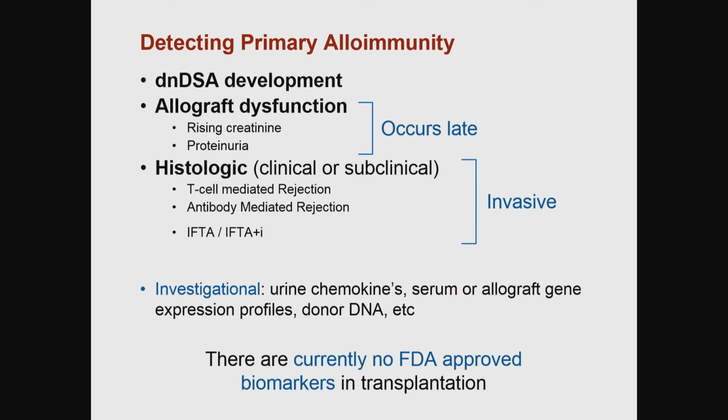Now, how could we actually detect that primary alloimmunity is going on? As was mentioned, I'm an MD and a nephrologist, so this is skewed towards kidney transplant. But some of the methods that we have are de novo DSA development, and I'll talk more about that on the next slide. Of course, we have allograft dysfunction that we can look for, but as many of you know, this is a late finding which has been proven over and over again by protocol biopsy studies.